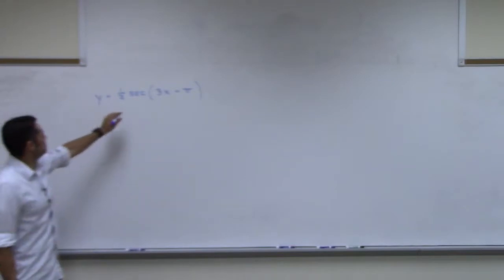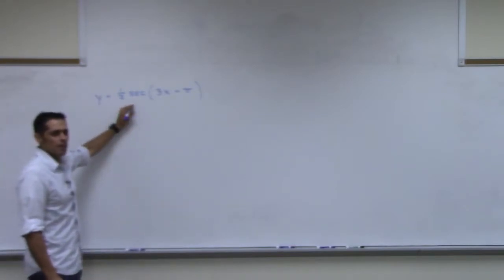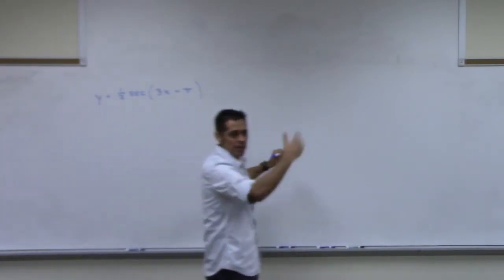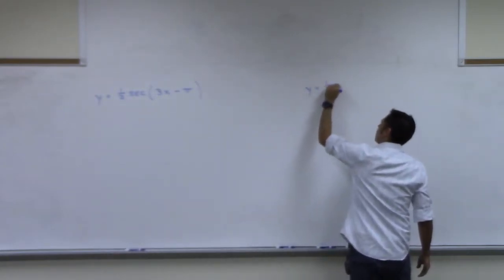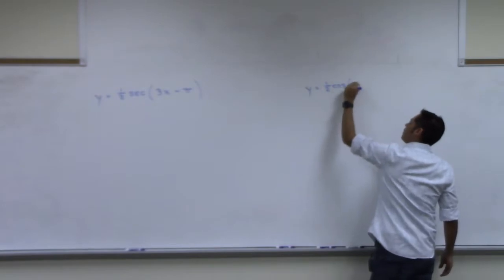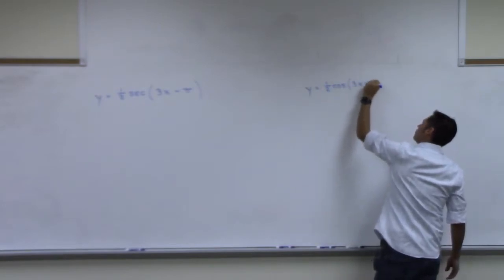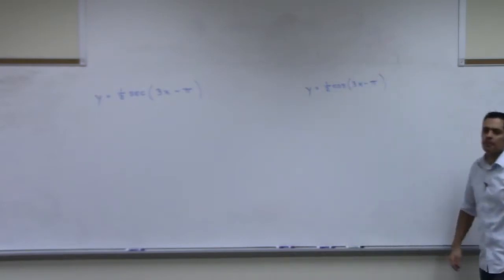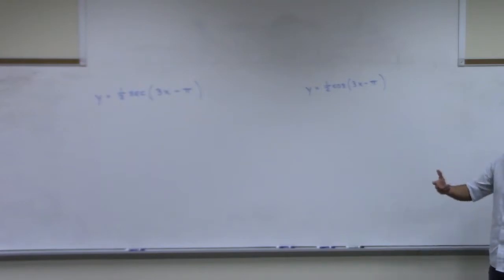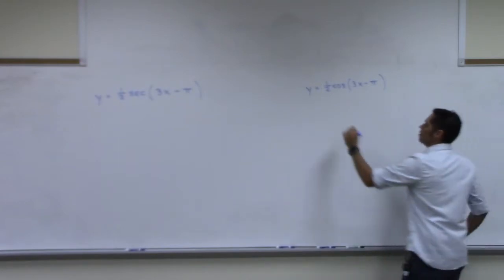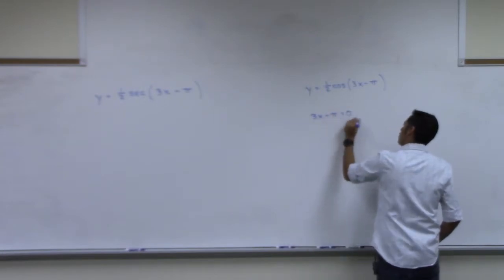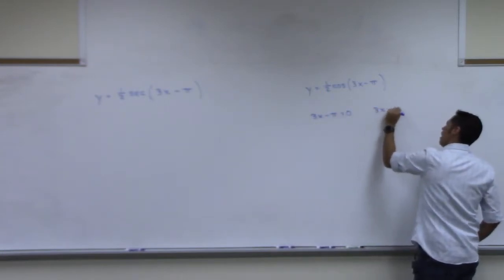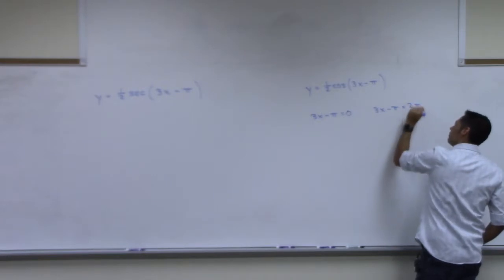That's not cosine, though. Okay, so let's go turn this into a cosine first. We're going to turn this into a cosine first. All right, we're going to do that. Now you set the argument equal to 0 and 2 pi. So I take my argument, 3x minus pi, set it to 0. 3x minus pi, set it equal to 2 pi.